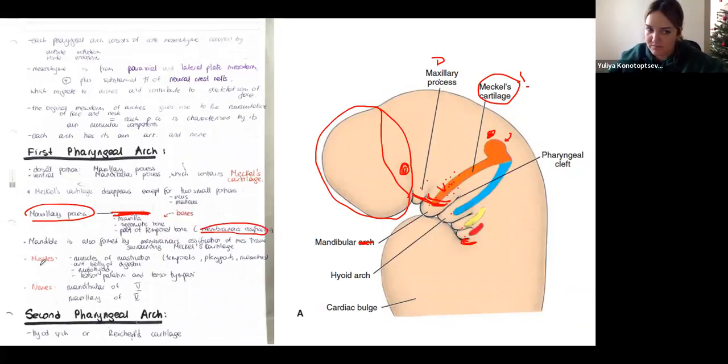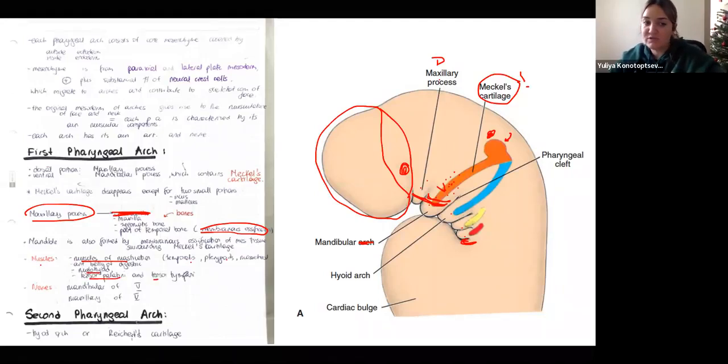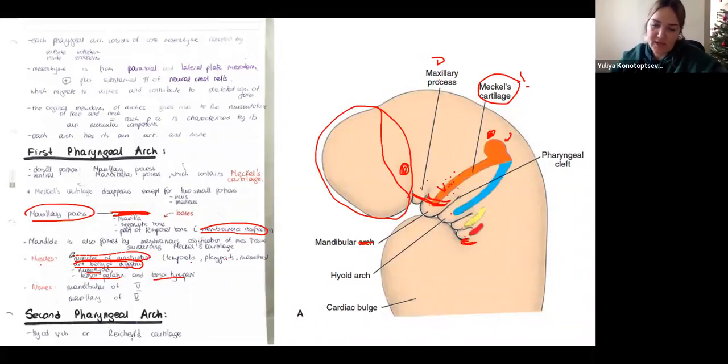What about the muscles? Muscles of mastication, of course, right? So think about maxillary process, mandibular process. Which kind of muscles do we have here? Muscles of mastication, such as temporalis, pterygoid, masseters, and anterior belly of digastric. Mylohyoid, tensor palatini, tensor tympani. The most important is anterior belly of digastric and muscles of mastication. Okay, you have to remember that these muscles do come from the first pharyngeal arch, specifically anterior belly of digastric.